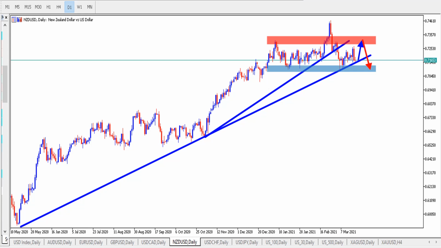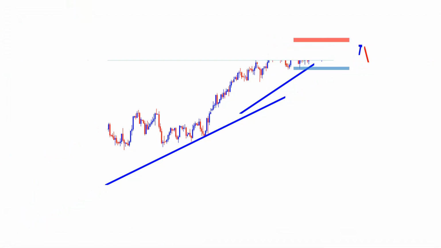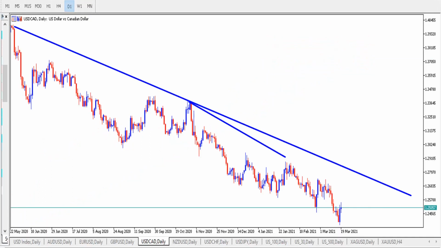Next analysis will be on US dollar CAD. In this chart, US dollar CAD, we see a bearish market with two trend lines, inner trend line and outer trend line, and a resistance zone. We predict that this market will continue with its bias, which is down direction. We will take short or sell trades if the market reverses back down from where it is now.